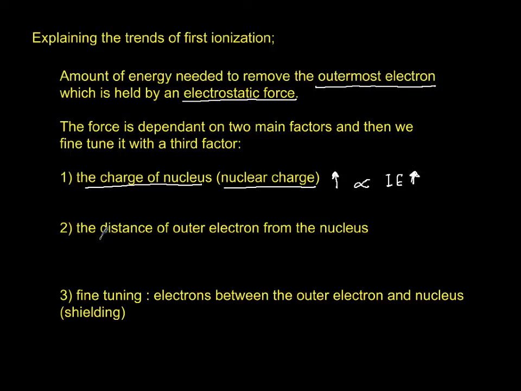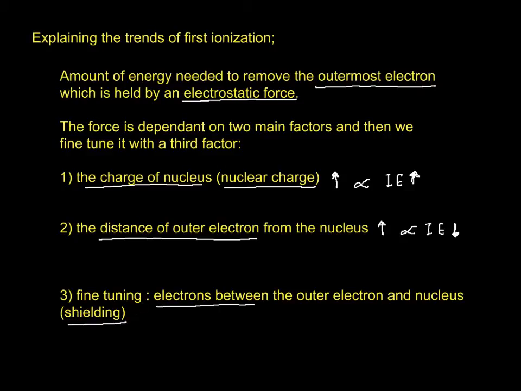The second important factor is the distance between the valence electron and the nucleus, or the size of the atom. Now this time, as the atom gets bigger, you need less energy to remove the electron because it's further away from the nucleus and cannot be held as strongly. To fine-tune and argue, we need to also look at the electrons that lie between the valence electron and the nucleus, the inner electrons, and that introduces a shielding factor.